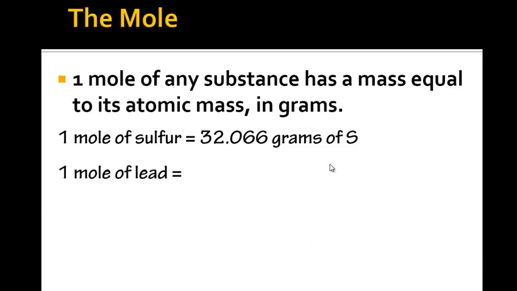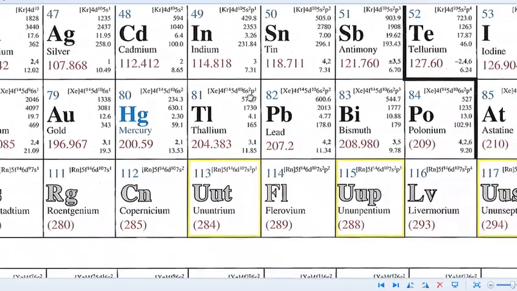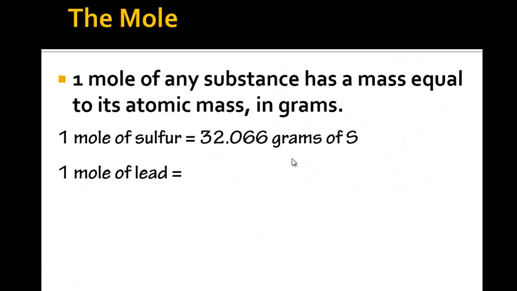Another example, a mole of lead. Lead's another element off of our periodic table. So if I jump over to my periodic table and slide over here to lead, it's listed as 207.2. That's the average mass of 1 lead atom. But for our purposes here, we're looking at 1 mole of lead atoms. And 1 mole of lead atoms has a mass of 207.2 grams.